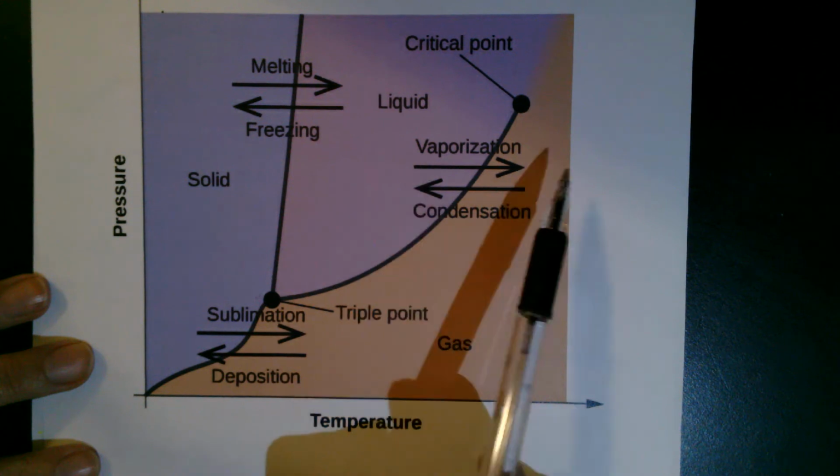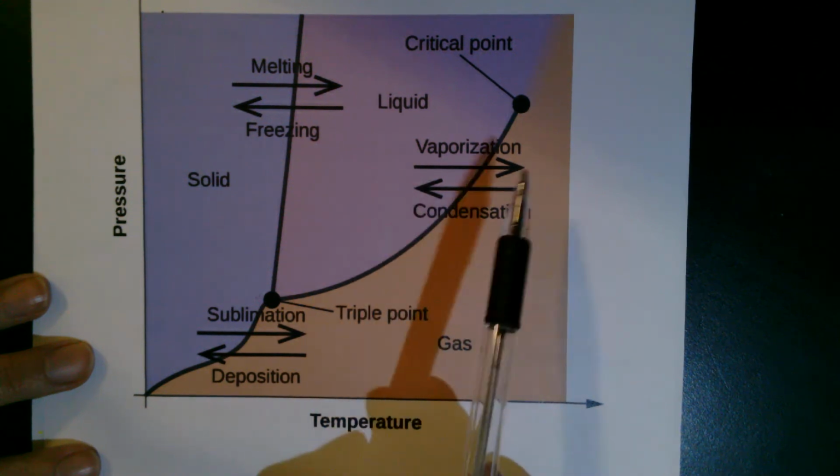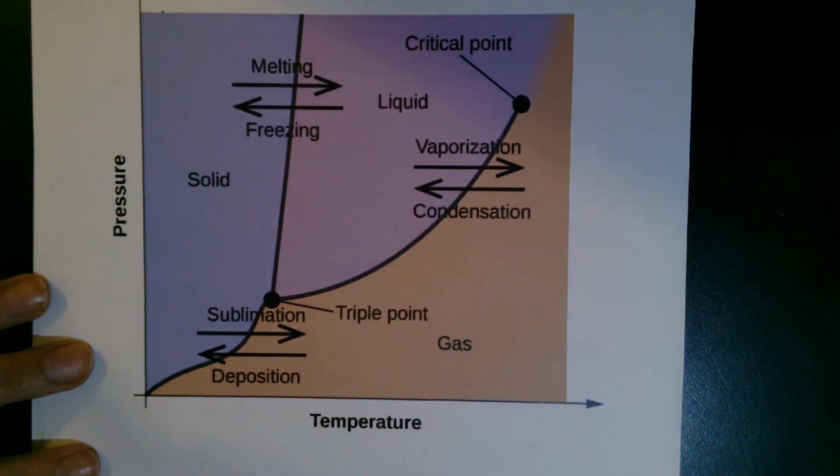Going from liquid to gas is vaporization. Going from gas to liquid is condensation. Maybe more exotic down here, going from solid to gas is sublimation, which we saw in one of the early labs. Our ammonium chloride, at our normal temperatures and pressures, went from solid to gas. And then the opposite way, going from gas to solid, that's called deposition.